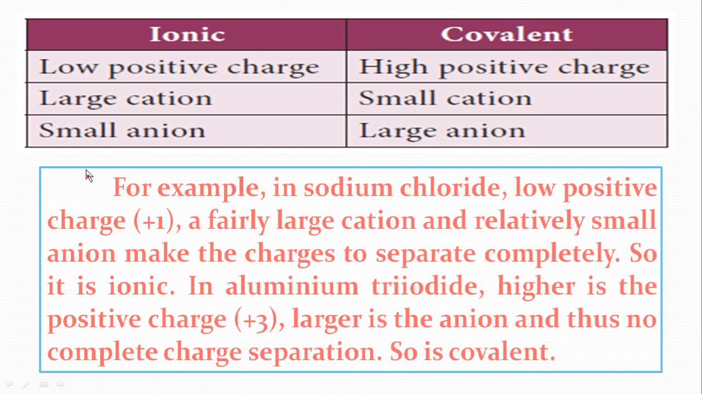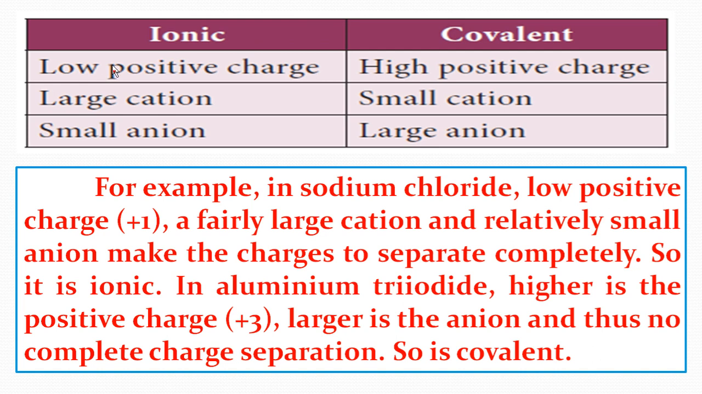Now, the first one, ionic: low positive charge, NaCl, Na plus Cl minus, and high positive charge, Al3 plus. For example, sodium chloride has a low positive charge. Low positive charge means it has a large cation and a relatively small anion, making the charges separate completely. So they produce charges, so it is ionic. Ionic means it has the conditions low positive charge, large cation and small anion.